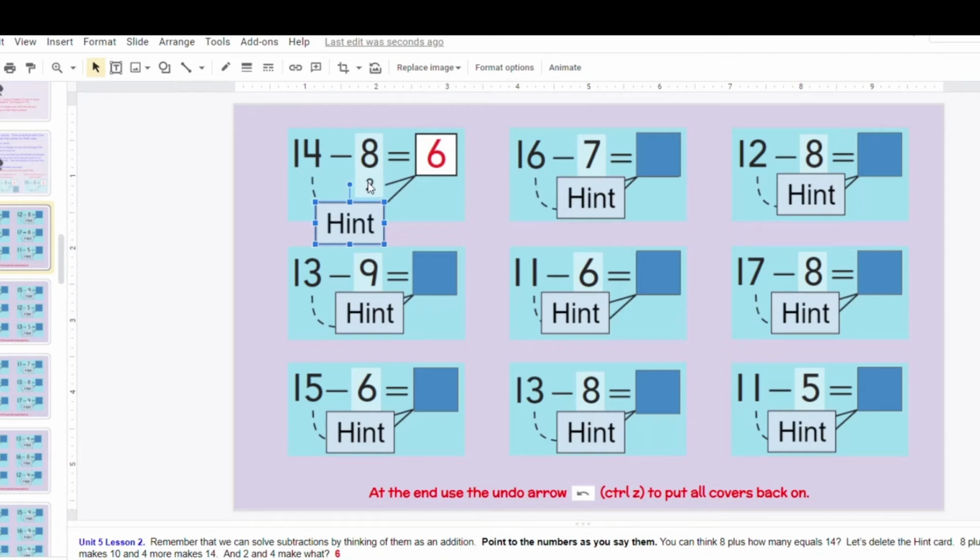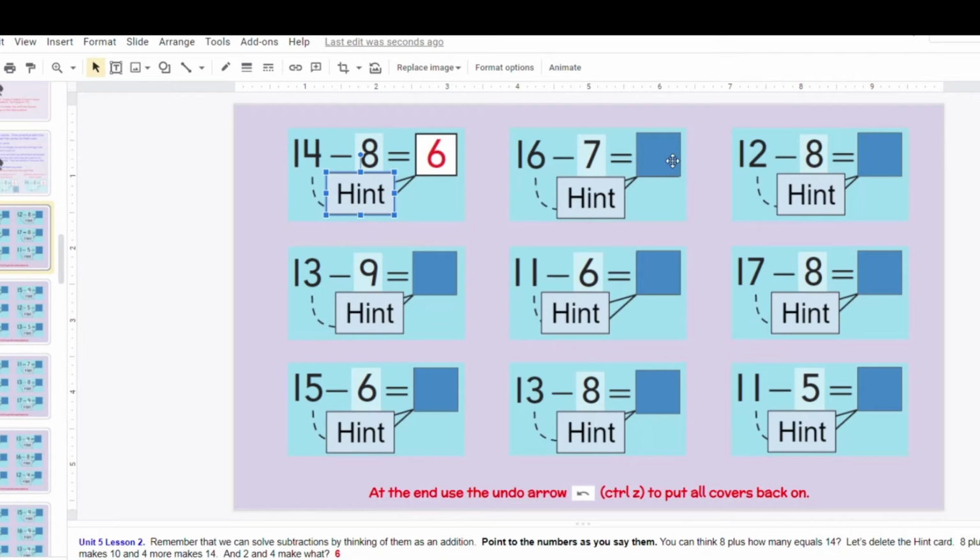8 and 2 makes a 10. Add 4 more makes 14. So notice 8 and 2 is 10 plus 4. That makes my 14. What did I add up all together? 6. Let's do another one.